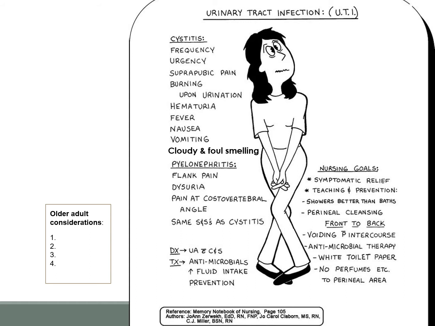Now we're going to move into discussing the signs and symptoms and clinical manifestations of having a urinary tract infection. These are considered the most common signs and symptoms of UTIs: frequency, urgency, suprapubic pain, and burning upon urination. Patients will also develop hematuria, where they will have blood in their urine. Their urine will be cloudy and foul smelling, and occasionally you'll have nausea and vomiting, maybe even fever, like a low grade.